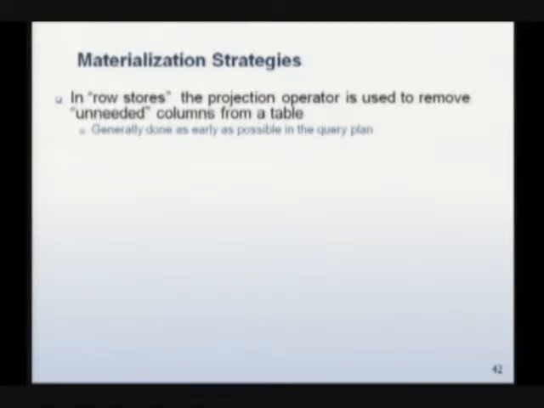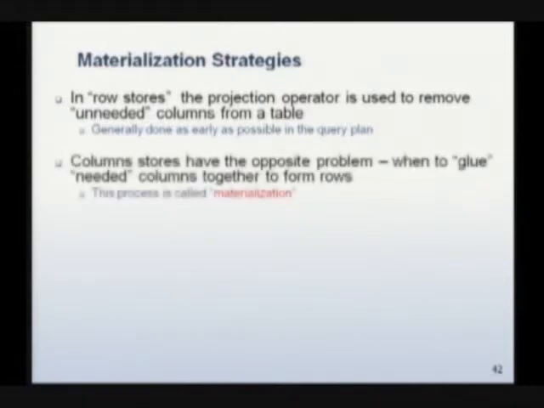In row stores, there's this operator called the projection. In the target list of a SQL query, you list the columns you want. We use the projection operator to throw away columns. In column stores, we have the opposite problem. We have all these columns of the table stored separately, and we have to glue them together. And we call that materialization.